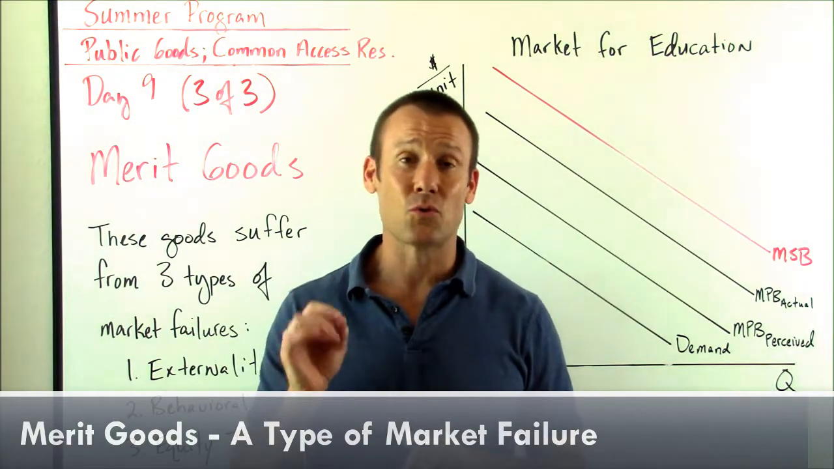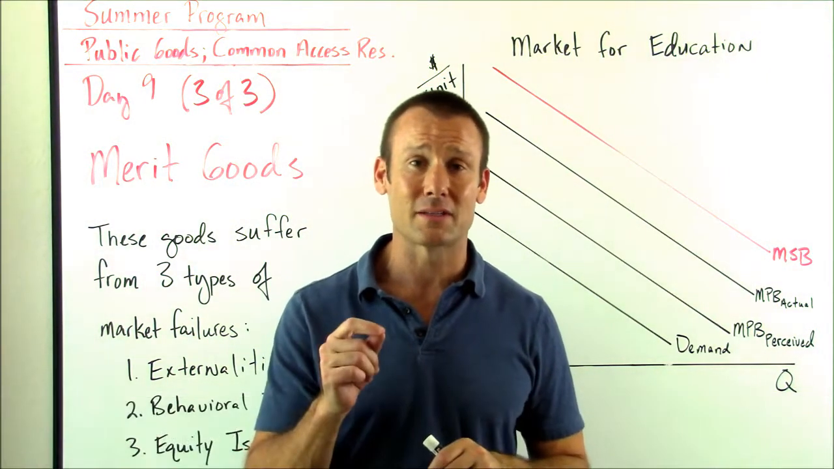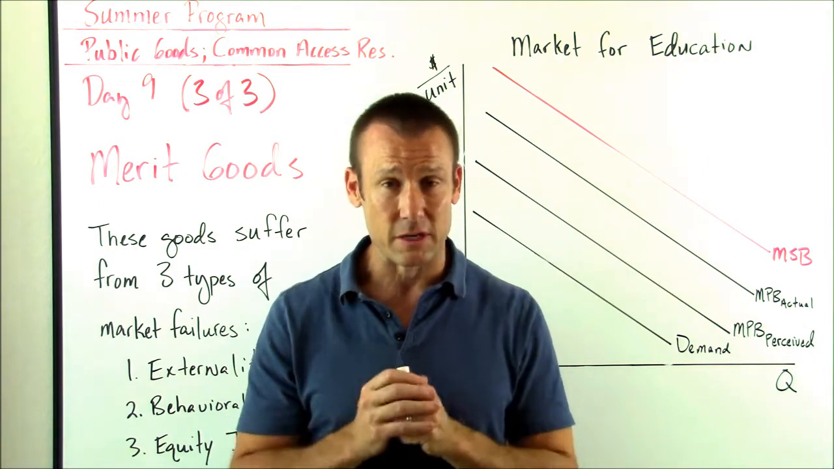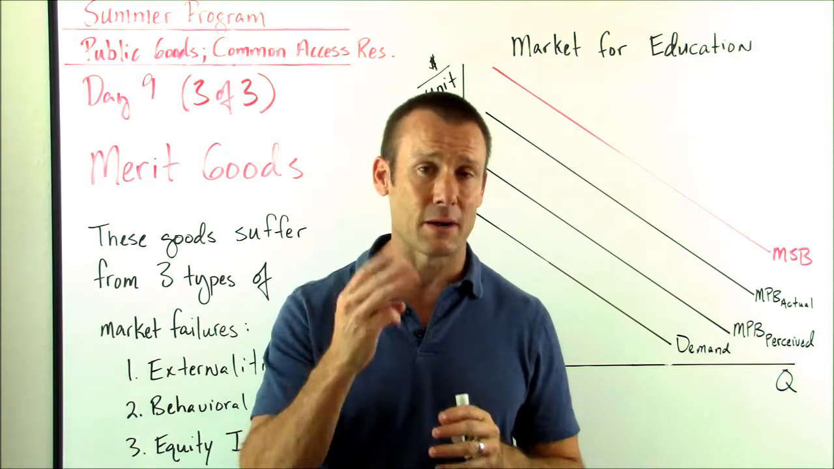This is day 9, video 3 of 3 on the topic of public goods, common access resources, and other types of market failures. In this video, we're going to be talking about merit goods. And merit goods suffer from 3 types of market failures.